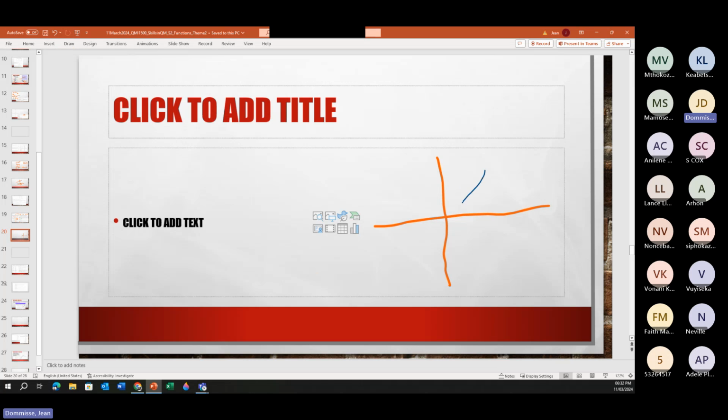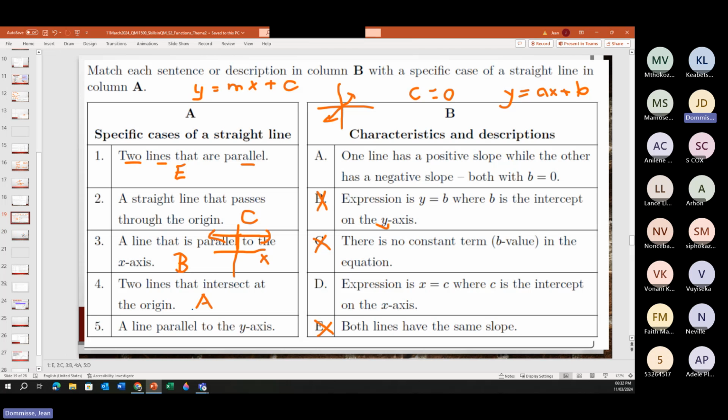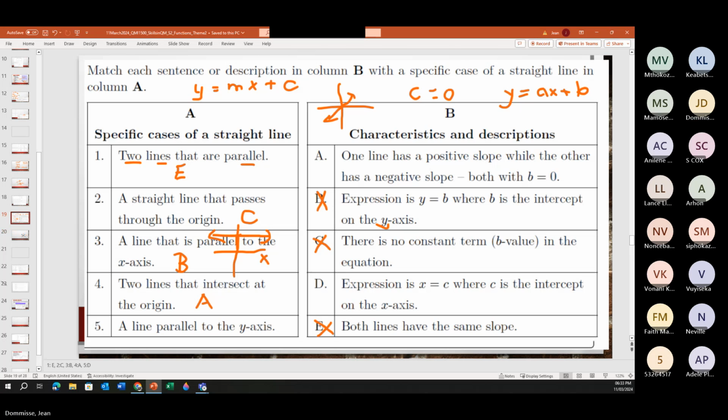if you look at it, the two lines cross at the intercept. So two lines that intersect at the origin. One line has a positive slope while the other has a negative slope. So we can see that that one has a positive slope. This one has a negative slope, and it goes through where b is equal to 0. Okay, and then the last one must be equal to d.